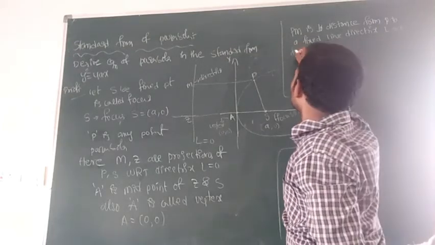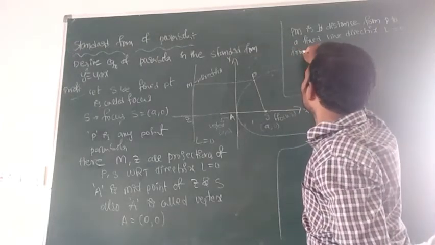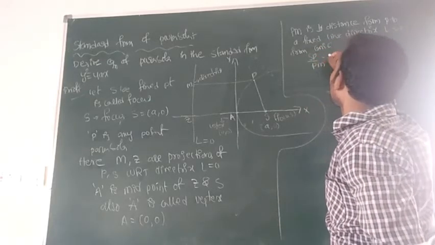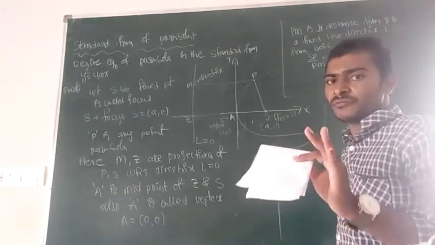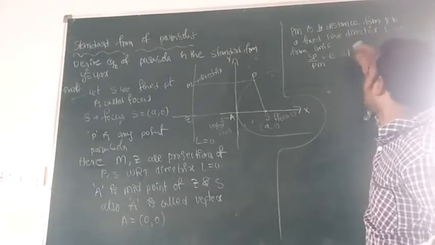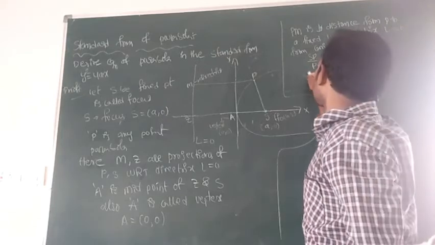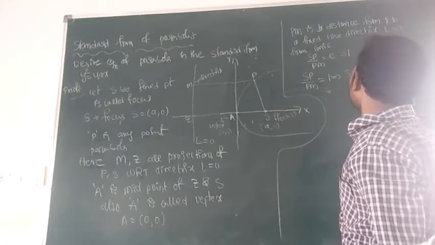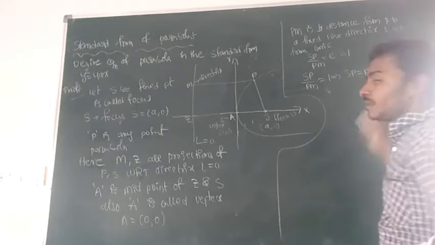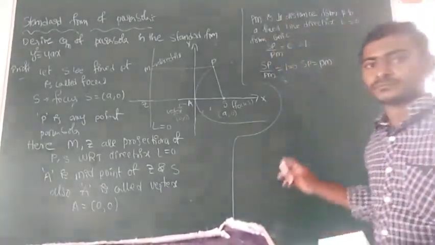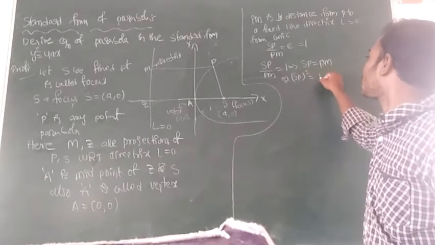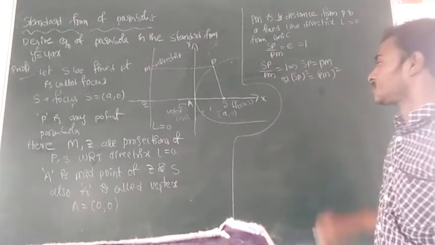Now from the conic, we say that SP by PM is equal to E. Depending on the E value, for a parabola it is 1. So SP by PM equal to 1, that is SP equal to PM. Now squaring on both sides, we get SP whole square equal to PM whole square.